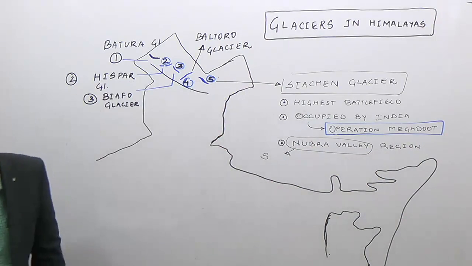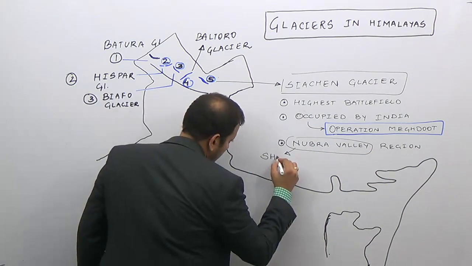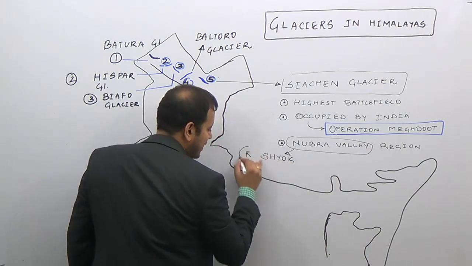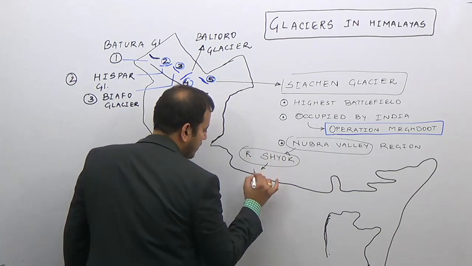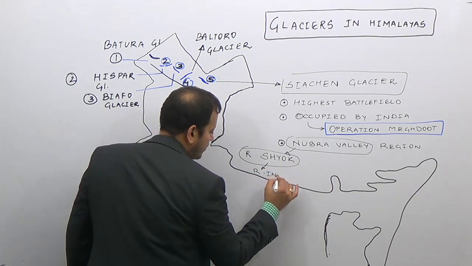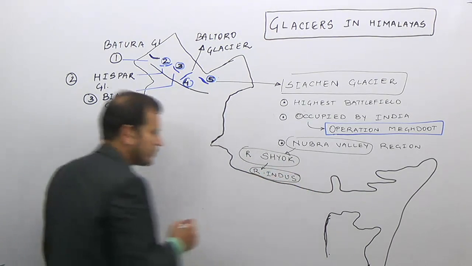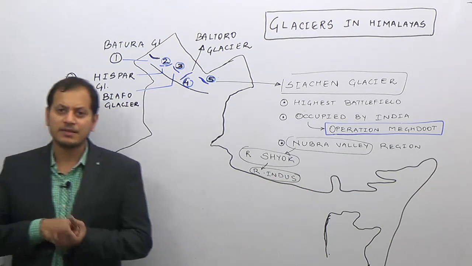It is a tributary of the river Shyok. And the river Shyok is in the end a tributary of the river Indus.